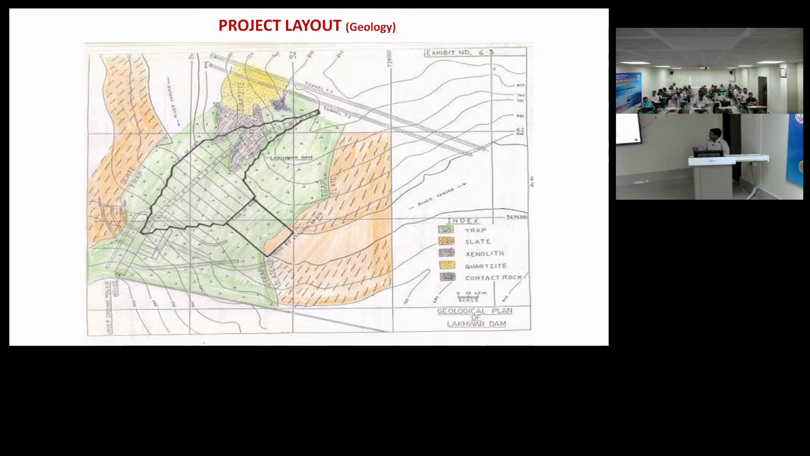So, some case studies. You can see this is a project layout. In the project layout, when you do the geological investigations, you get to know that only this green portion is good rock. So your project layout should be such that you plan in that particular area only.